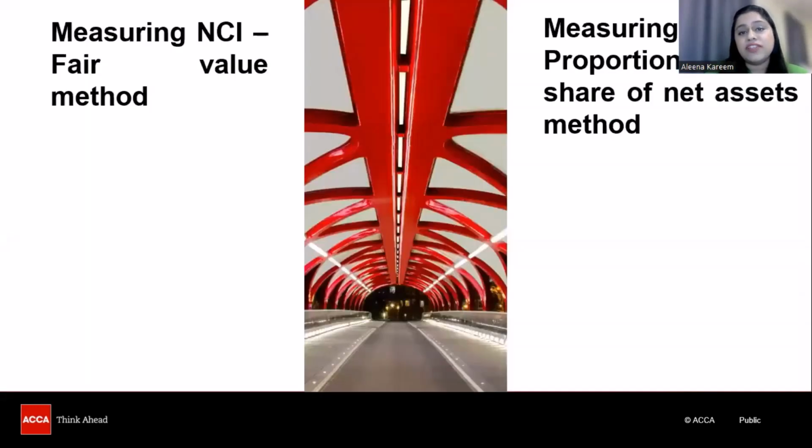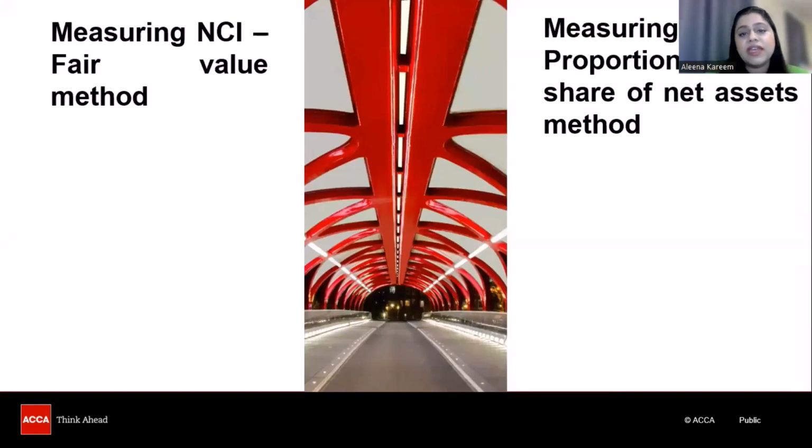So starting off with the measurement of non-controlling interest, or as we call it, NCI shortly. There are two main models under which the NCI can be recorded. One is called the fair value method. The other is called the proportionate share of net assets method. We are going to discuss both today in this topic explainer video.